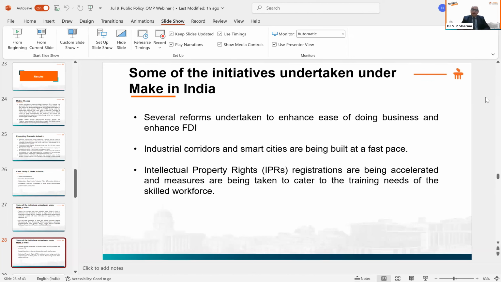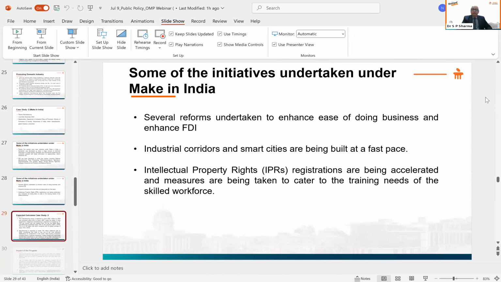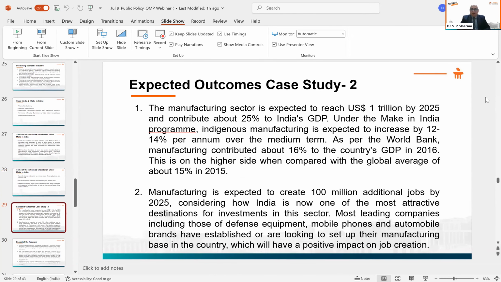Earlier, we were at 142 in the global World Bank ranking, and with the support of Make in India and ease of doing business, we improved to the level of 63 in 2020. So that was the effect of Make in India and ease of doing business to become robust in the global growth trajectory. But our goal was to reach a 25% manufacturing share in GDP.